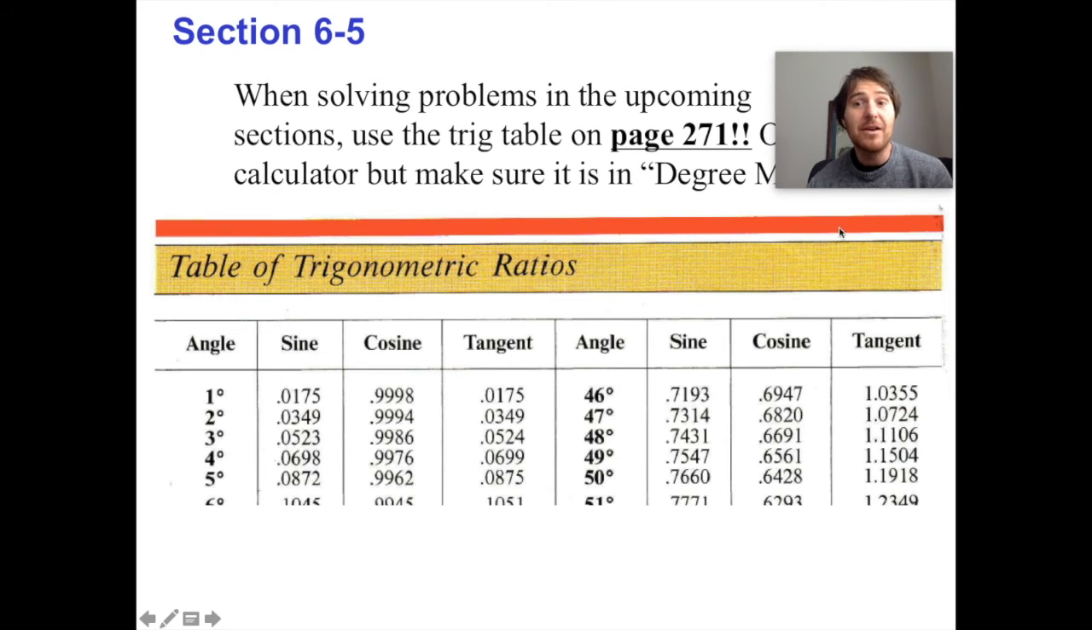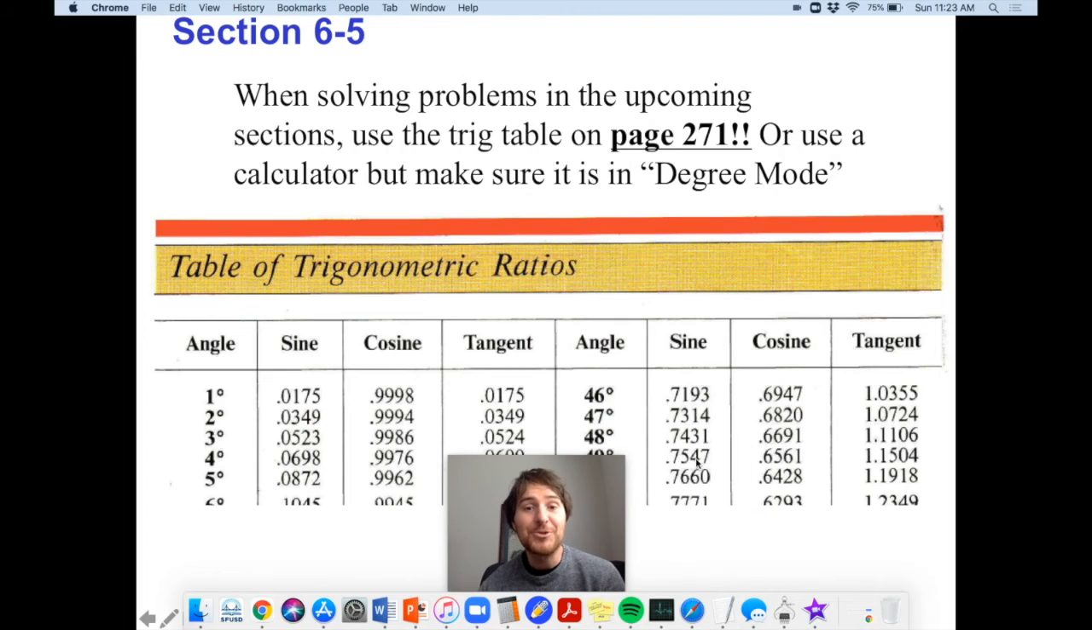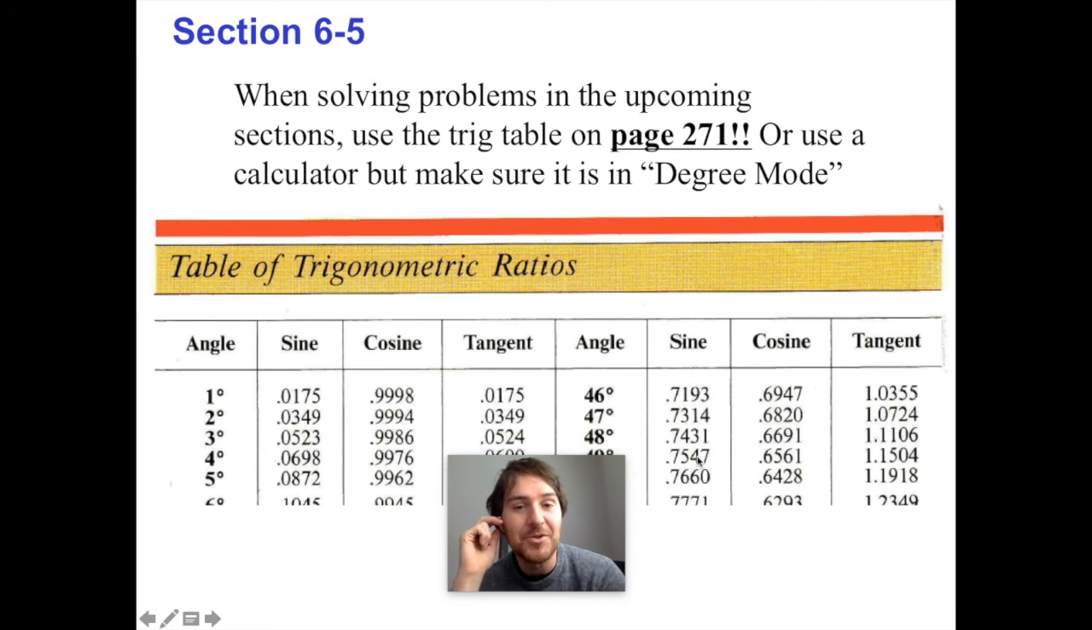All right, just reminders here. What do some people really struggle with when we get into trigonometry? They struggle when solving problems like this and they get something like tangent 56. What do I do? Well, you've got to get your book open. You've got to move it over to page 271, because this has all your information.